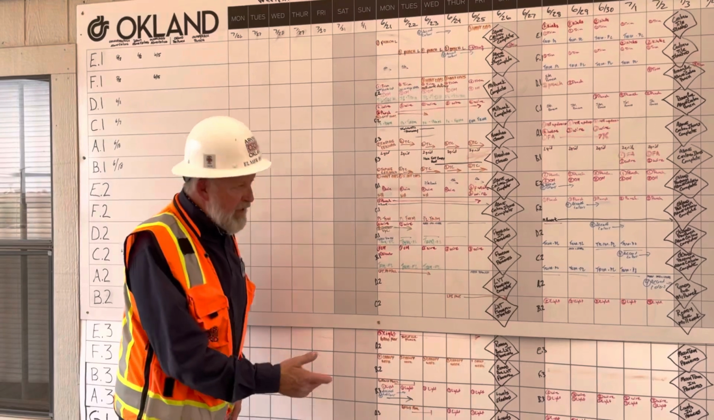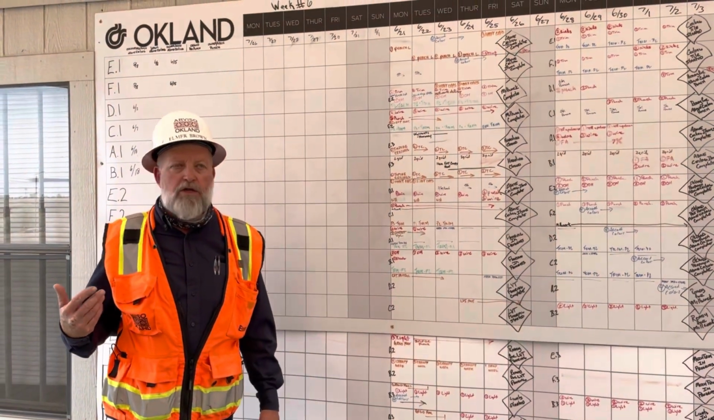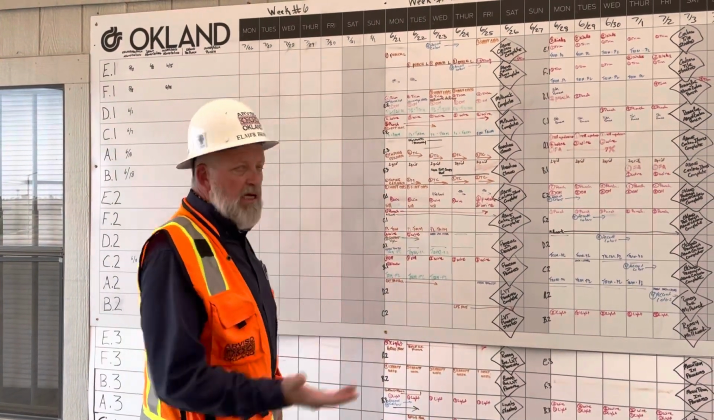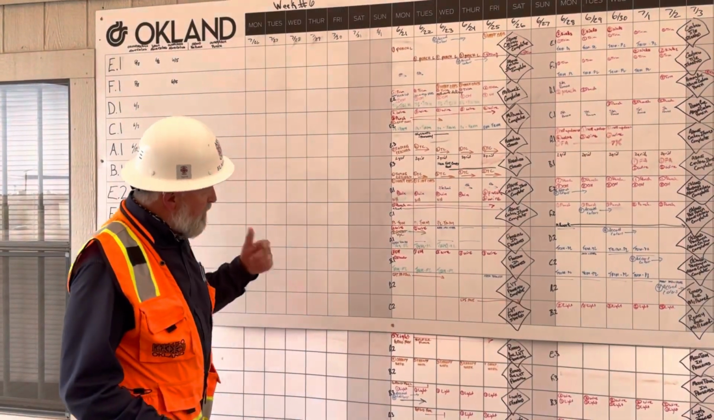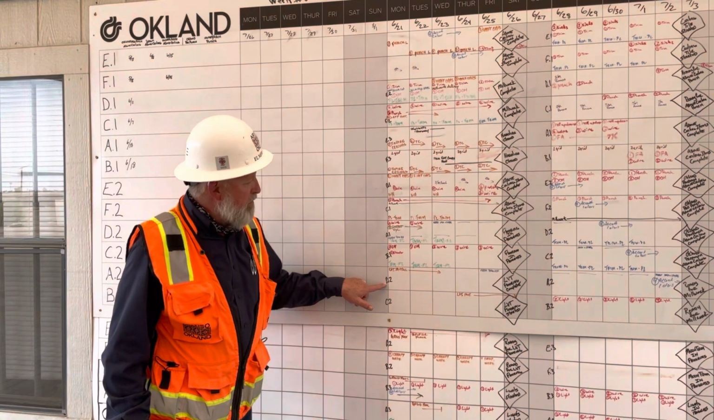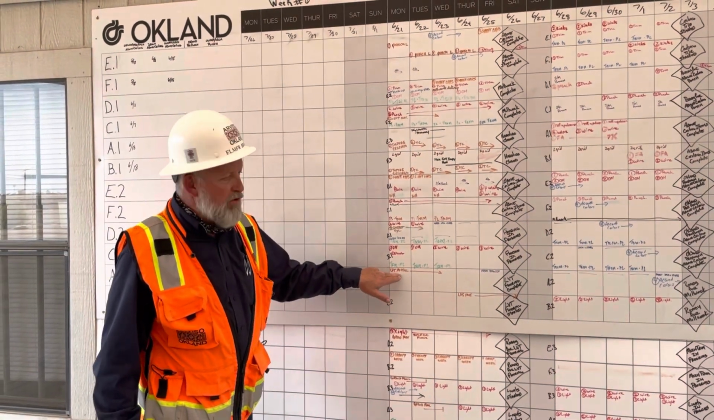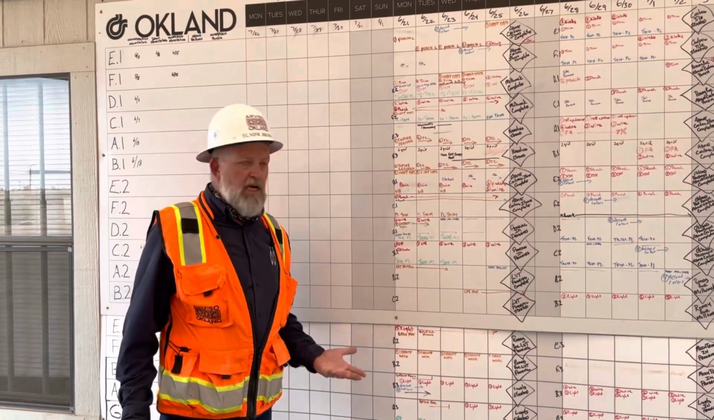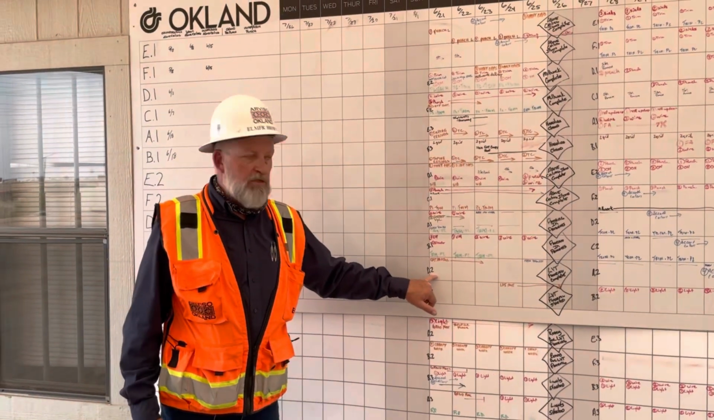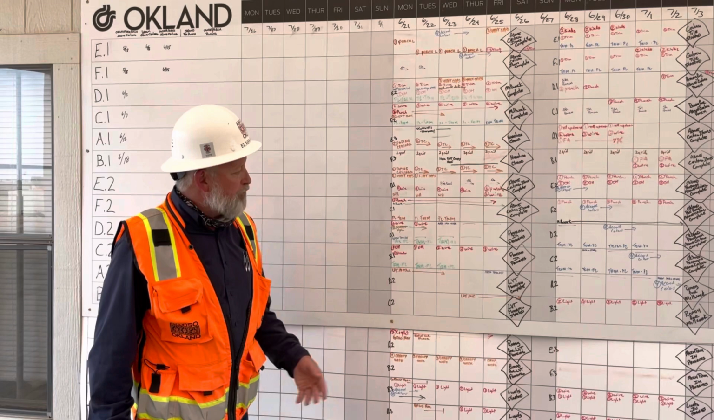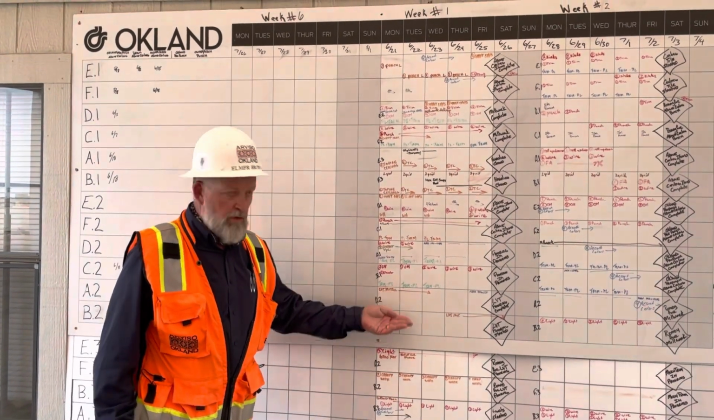So real quickly, anybody, our trade partners or ourselves, can walk by this anytime during the day. They can write stuff on there, or they can look and say, who's in D2 right now? Oh, LVT install. They're laying flooring. I guess I can't go in there. And that's why you don't see anybody else really on this area of D2, because they're laying flooring.